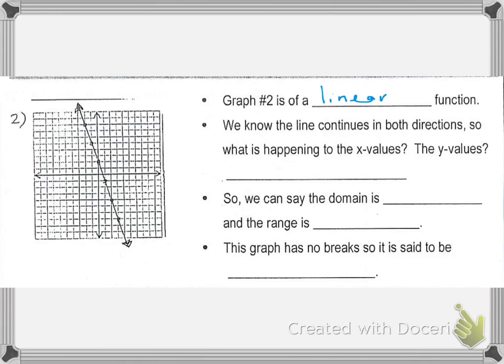We know the line continues in both directions, so what is happening to the x values and the y values? What is happening to them? That's why y'all are missing problems on that last homework assignment. It's because y'all aren't reading the question for what it's supposed to be. What is happening to the x and y values?